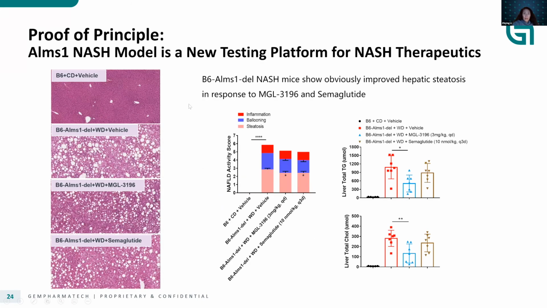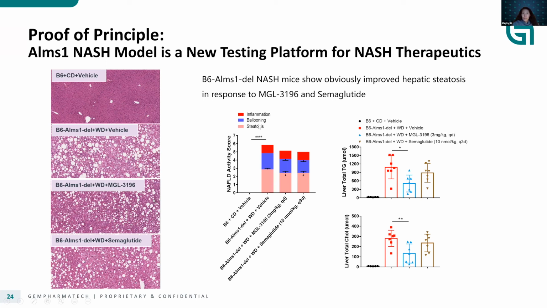And finally, as we say, histology is really one of the hallmarks for this NASH symptom. So here, the B6 animal, fed on chow and treated with a vehicle, versus the mutant animal fed on the Western diet with a vehicle, and then the mutant animal on the Western diet treated with the two drugs. Morphologically, you can tell the two drugs were able to reduce the steatosis as well as the ballooning in the tissue. That's very obvious.